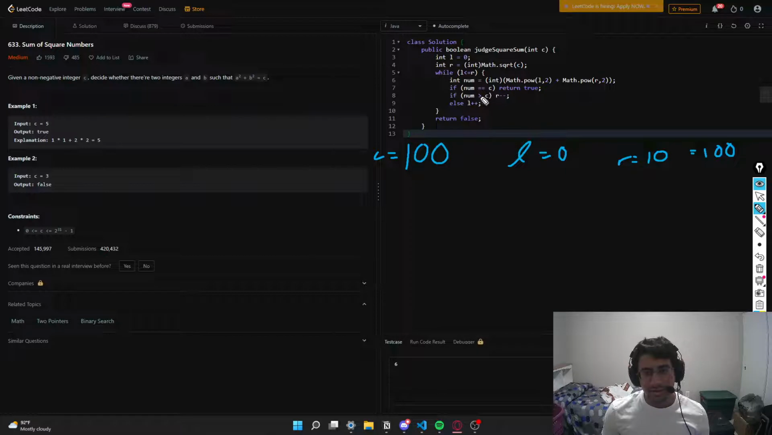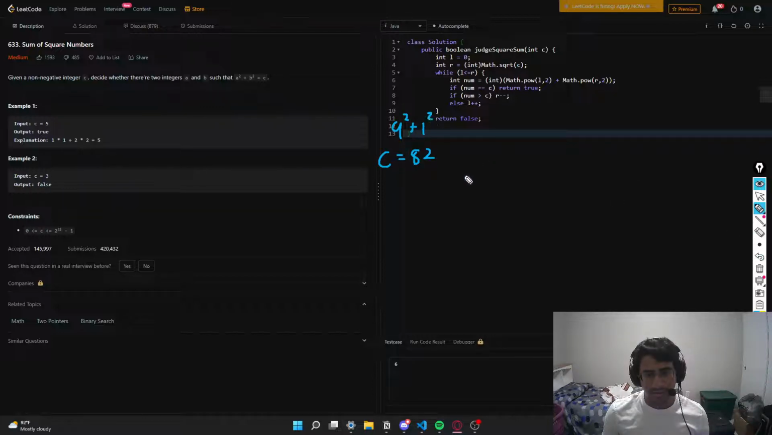If num is greater than c, we do r minus minus. So let's think about this for a second. Let's say we had c equals 82. So the solution to this would be 9 and 1, or 9 squared plus 1 squared. That's one solution. There may be another one, but I kind of doubt it.